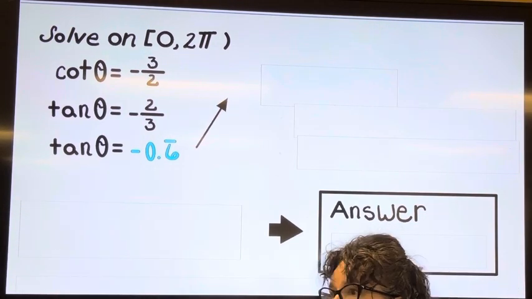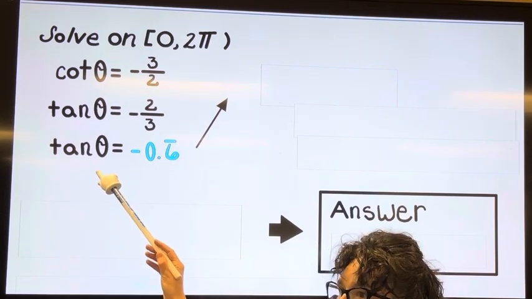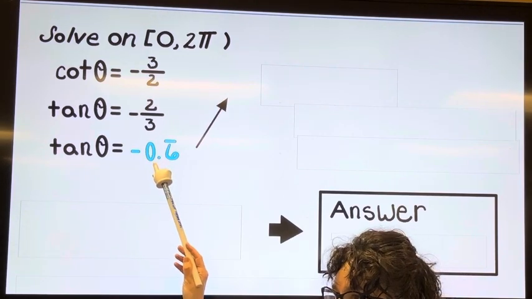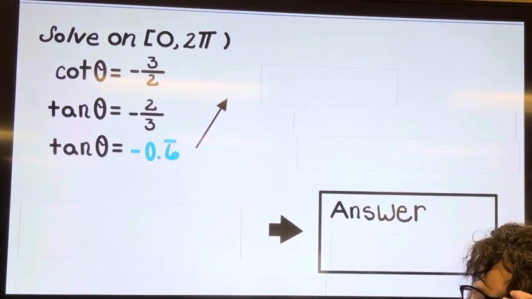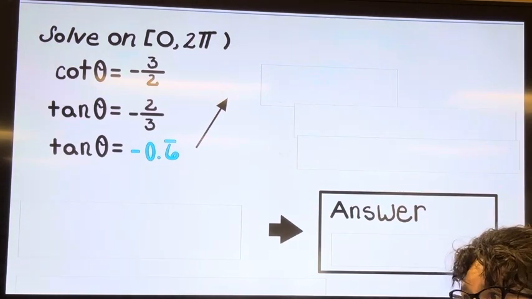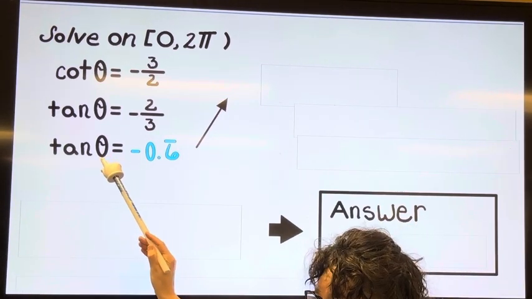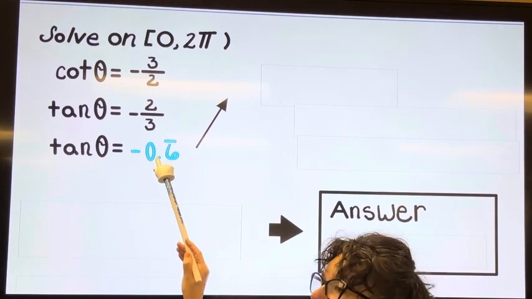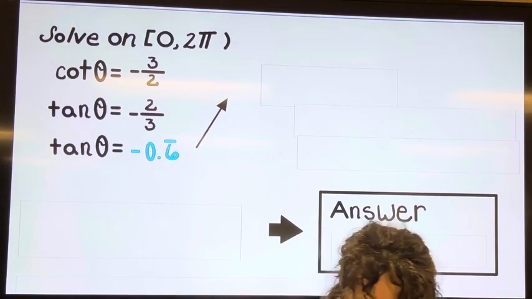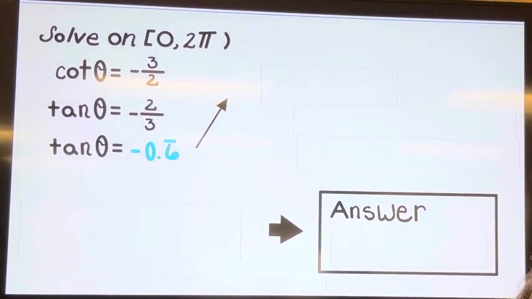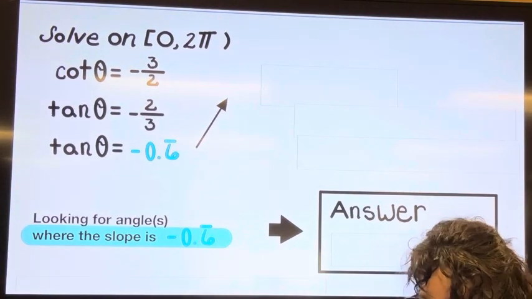Normally, when we find tangent, we take the y coordinate and divide it by the x coordinate. So we want the angle measures where the y coordinate divided by the x coordinate is negative 0.6, but it's really time consuming to sketch that. So if you remember that tangent is really slope, my sketch is going to be what angle measures give me a slope of negative 0.6 repeating. Okay, so I'm going to look for angles where the slope is negative 0.6.